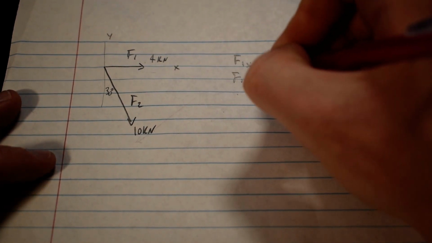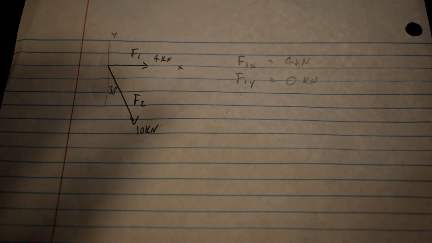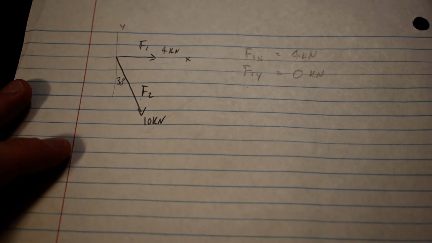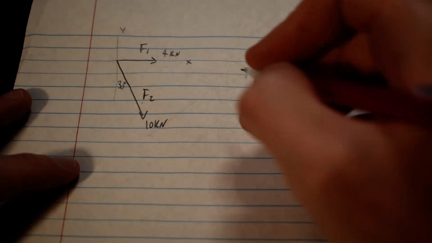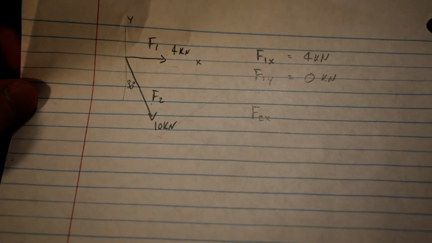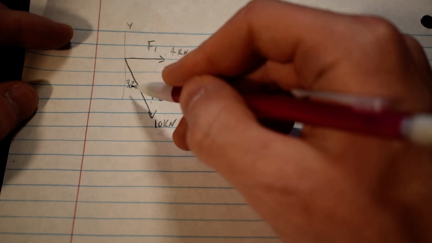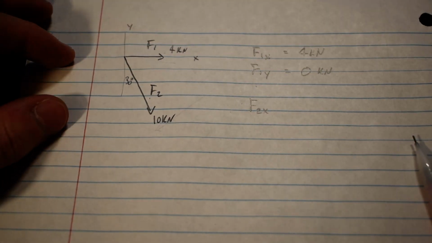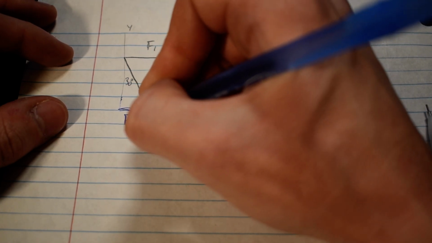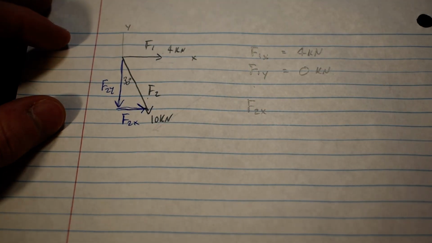Force 1 in the y direction is 0 kilonewtons because it has no component in the y direction. It is not vertical at all. For F2, we have components both in the x and y direction. So for F2 in the x direction, we have to use some trigonometry here. We know this is 10 kilonewtons, we know this angle is 30. So our component in the x direction is going to look like that, F2x, and our component in the y direction is going to be like that, F2y.